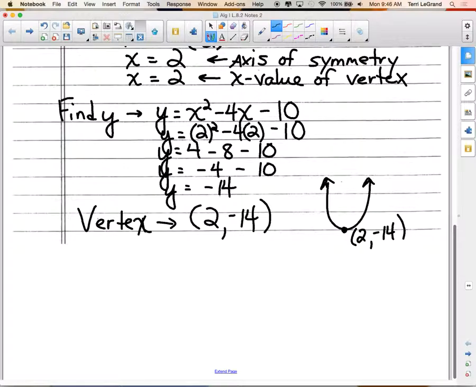That's a minimum. The minimum is what? Not 2, negative 14. What's the minimum? Negative 14. The y value of the vertex is the minimum or the maximum. This is a minimum, so we would say the minimum is negative 14. Anything else you can tell me? Well, I'm going to make you tell me.